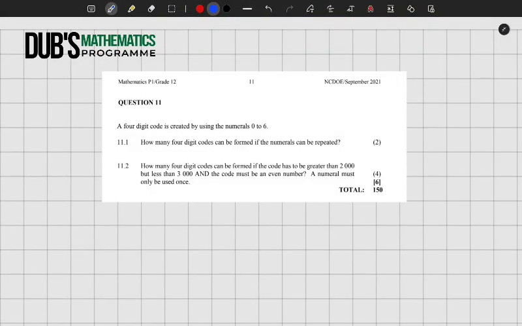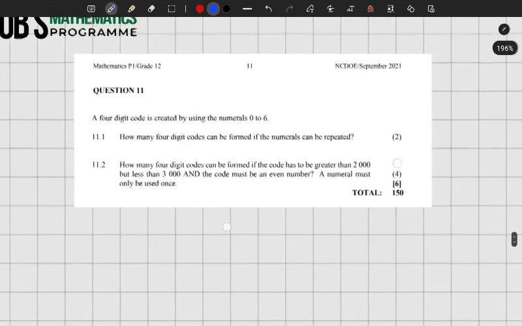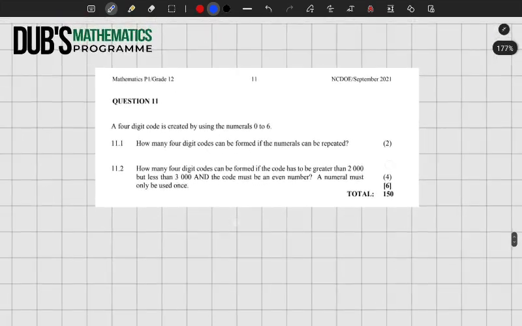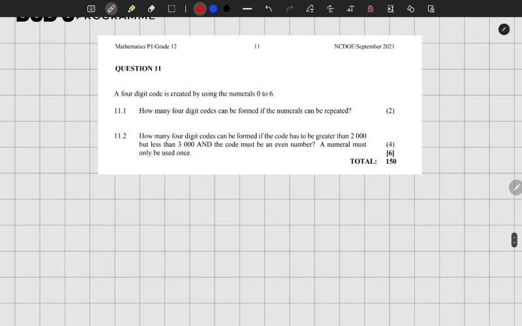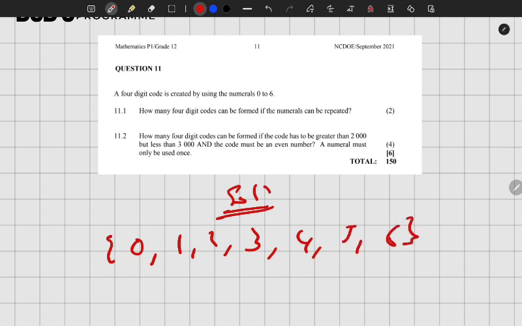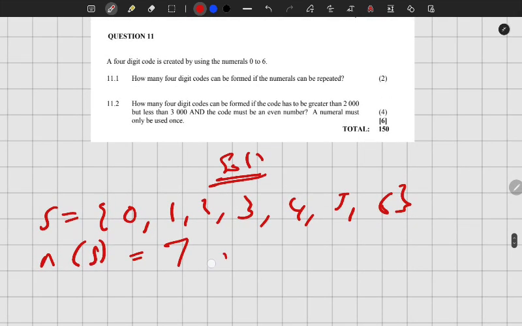Let's run this question. It's from Northern Cape, September 2021 paper. They're saying a 4-digit code is created by using numerals from 0 to 6. So we must note that. We're using numbers from 0 to 6, which is 0, 1, 2, 3, 4, 5, 6. How many numbers are in our sample space? It's going to be 7 if you count them. So we've got 7 digits to choose from.